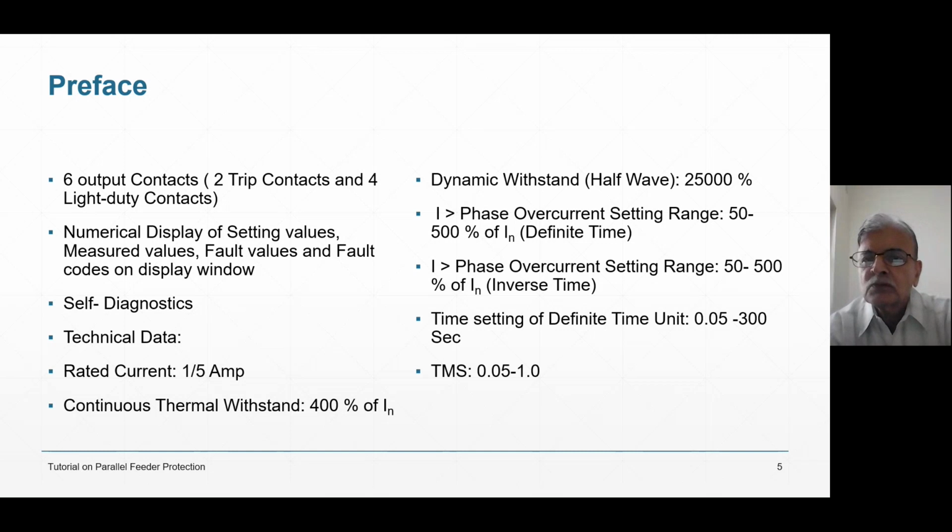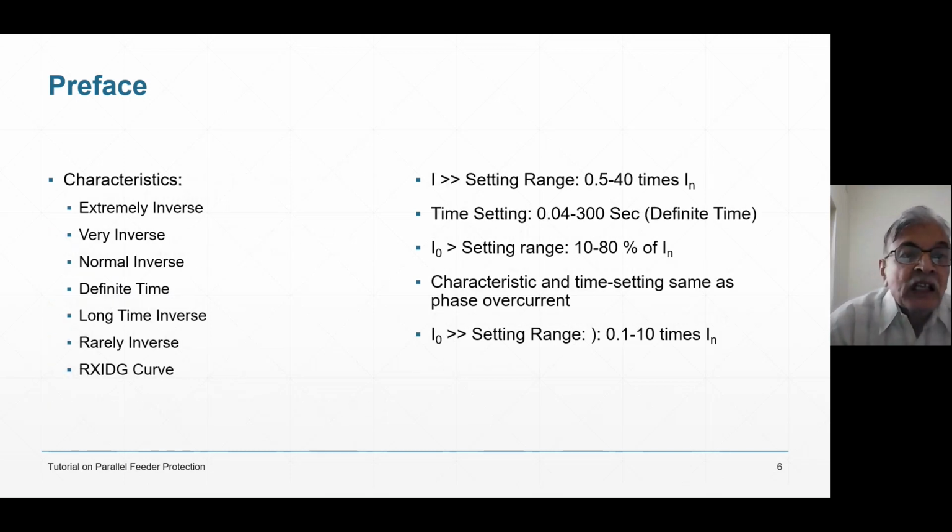50 to 500%. That is the phase overcurrent setting for definite time. For inverse time, it is 50 to 500% of Phi. The time setting for definite time you need is 0.05 to 300 seconds. If you are using definite time characteristic, you can set the time like this. But if you are using inverse characteristic, both are possible. Then the TMS setting is available from 0.05 to 1, same as electromechanical or static relays.